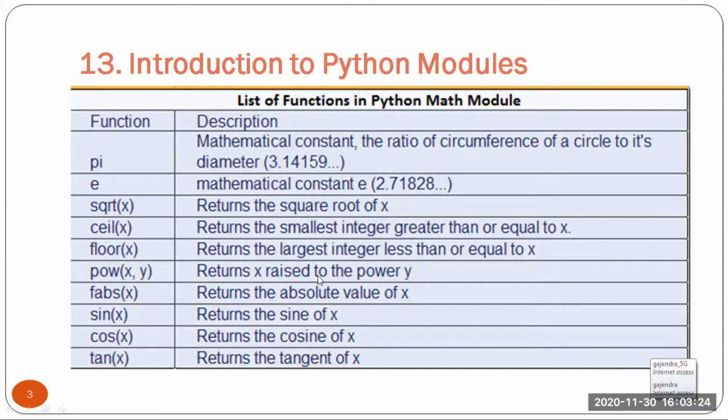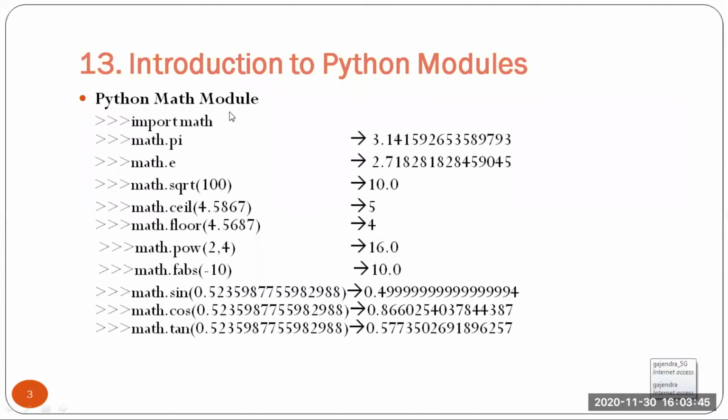Floor is going to be rounded down. Pow is raised to a number. Fabs is the absolute value. Sin means sine of a number. Cos is cosine of a number, whatever is provided in radians, it's an angle actually. Tan is the tangent of a value. Let us understand this with an example.